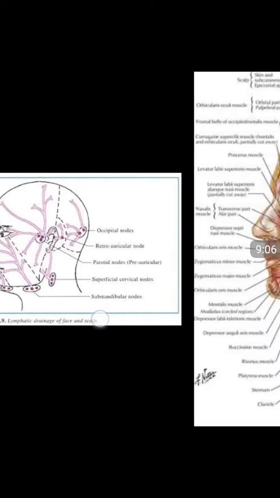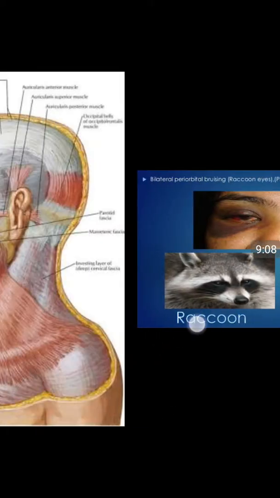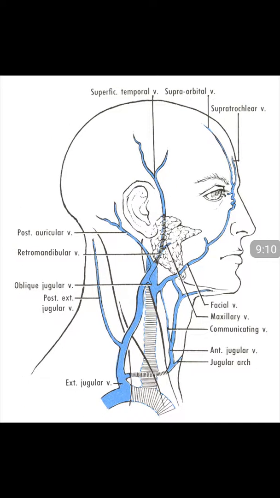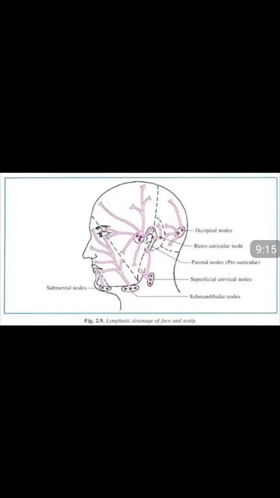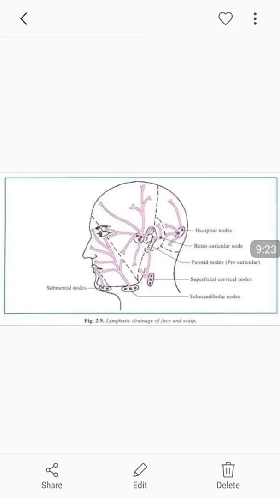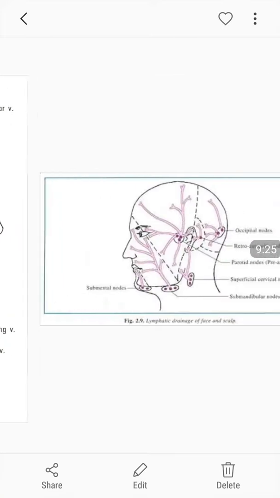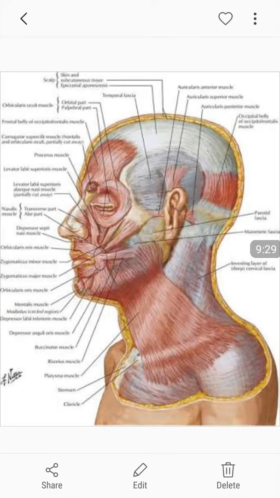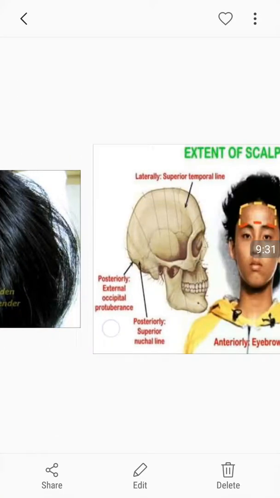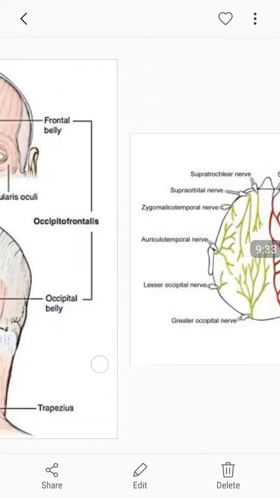Whereas you can see the lymphatic drainage. Here mental lymph nodes, submandibular lymph nodes. Then we have got parotid or preauricular lymph nodes. Then we have got the upper part of the deep cervical lymph nodes, and then occipital nodes. I would be showing the same thing in another diagram as well.